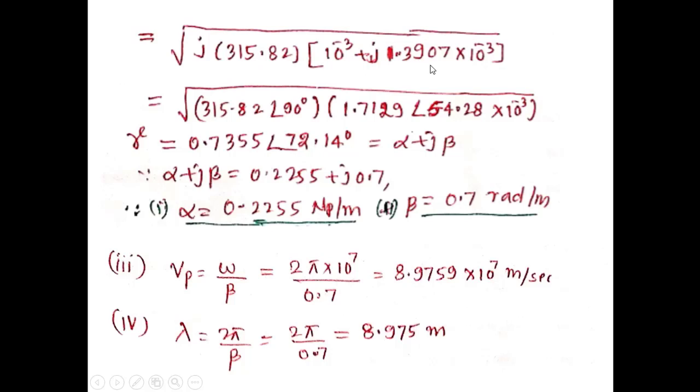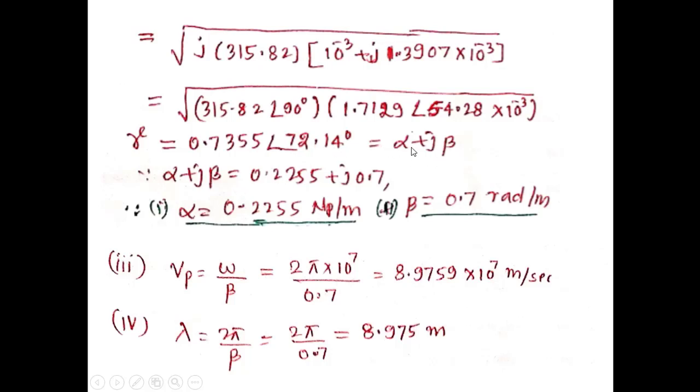j into 315.82 into bracket 10 raised to minus 3 plus j into 1.3907 into 10 raised to minus 3. So here, if you convert this into polar form, you get 315.82, angle is 90 degree. This is also converted from rectangular to polar using the calculator. You get 1.7129, angle is 54.18 degree, into 10 raised to minus 3. So after simplification, we get gamma is equal to 0.7355, angle is 72.14 degree. This is equal to alpha plus j beta.